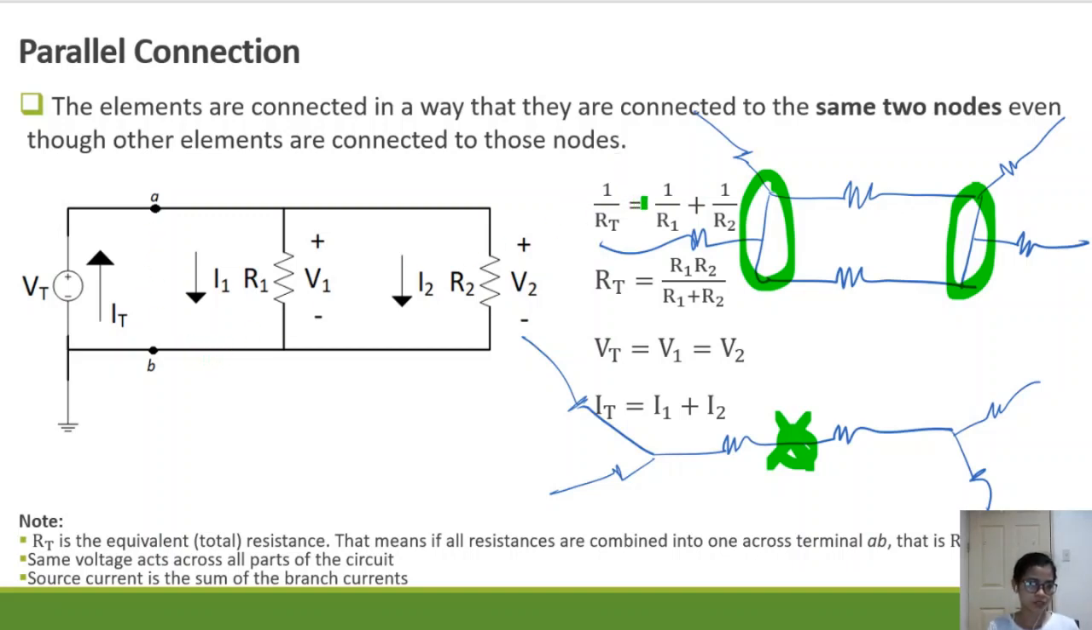1 over RT is equal to 1 over R1 plus 1 over R2. But if you have only two resistors in parallel, you can simplify this. It's not really a shortcut, but a simpler way of solving for RT.